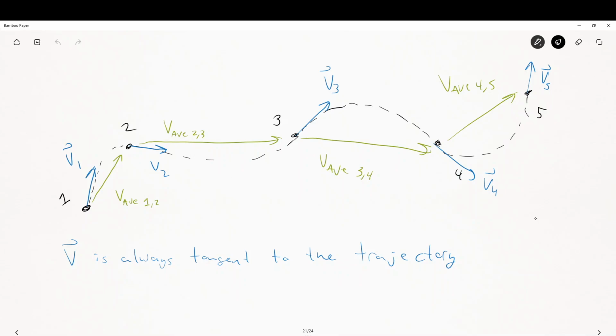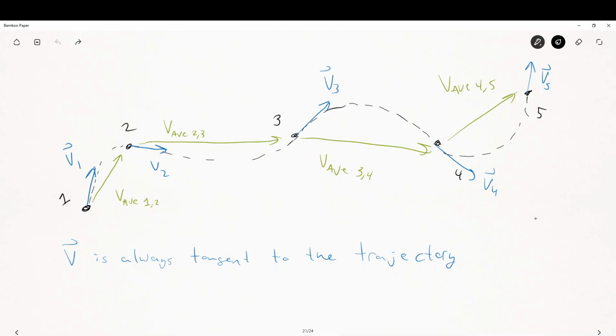So if I have another trajectory, so now we have another object at positions 1, 2, 3, 4, and 5. And the average velocity is always going to point in the direction of the displacement from one position to another. So the units of average velocity are meters per second, so the length of this arrow relative to the path itself isn't super meaningful. But the direction will always be from the first position to the second position, or whatever two positions we are calculating the average velocity for.